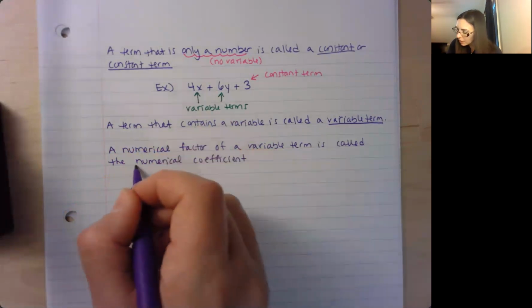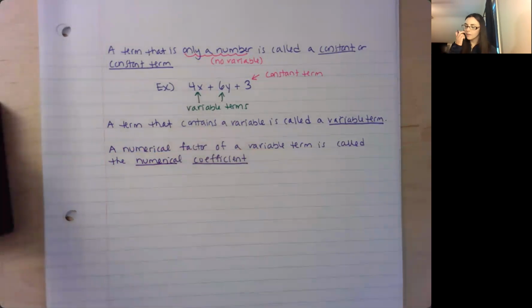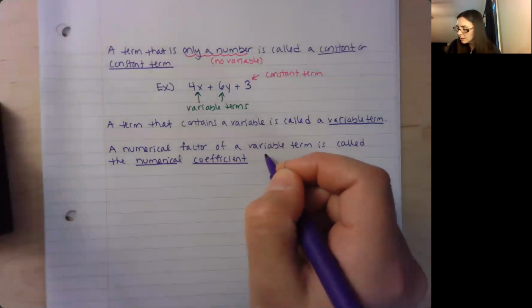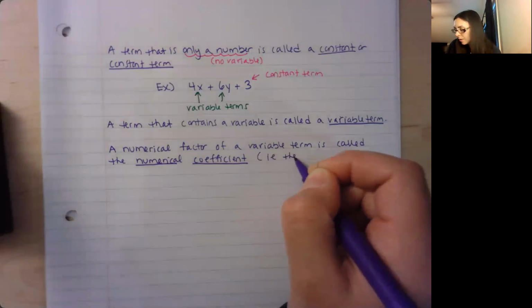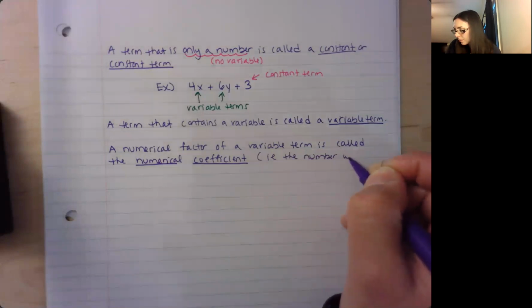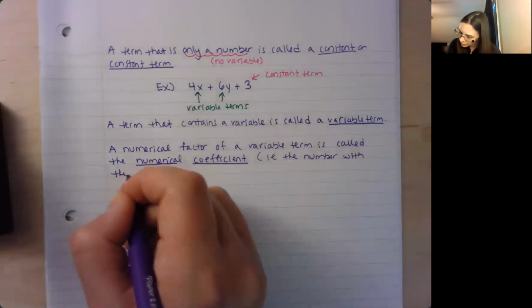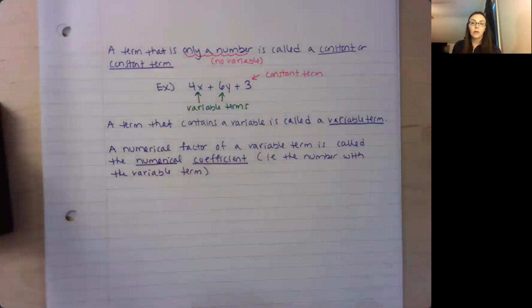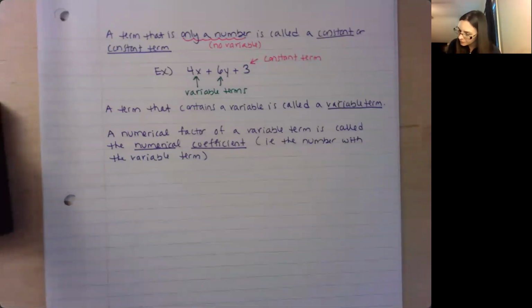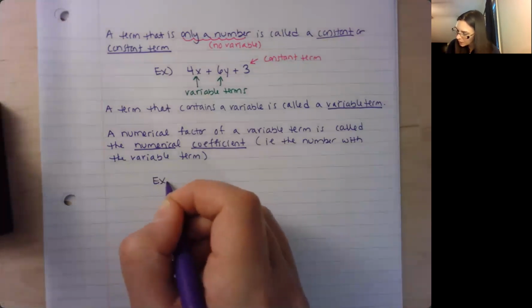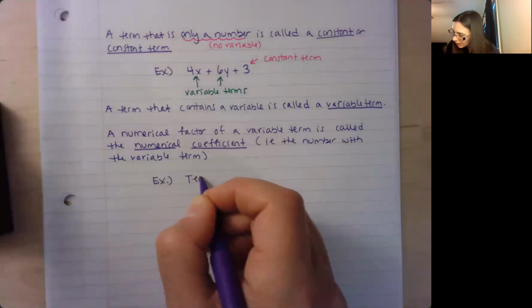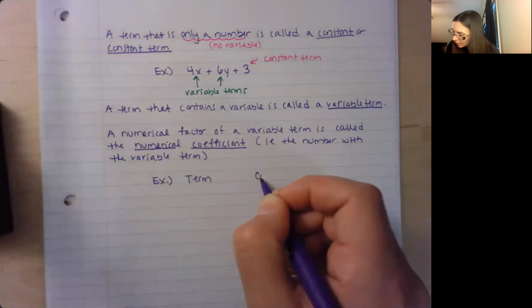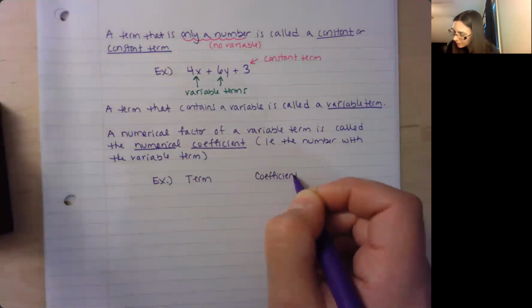Okay, another definition here is a numerical factor of a variable term is called the numerical coefficient. So this is, i.e., the number with the variable term. So that's all we're referring to. We say numerical coefficient, we're just saying what's the number with the variable term. So for example, let's say this is the term, and we're looking for the coefficient or numerical coefficient. Usually we just say coefficient.